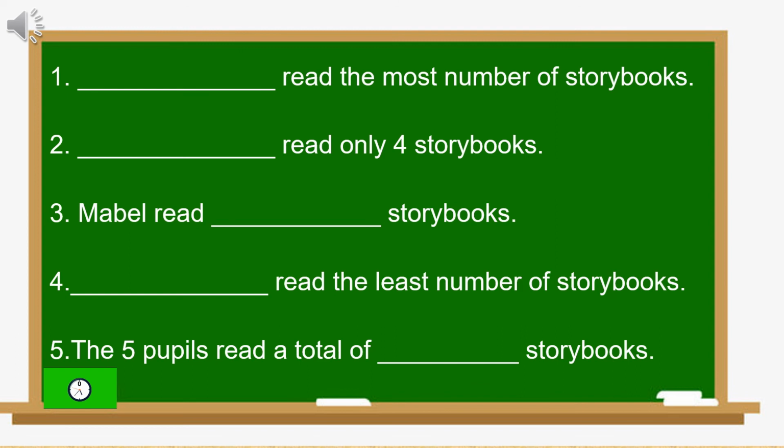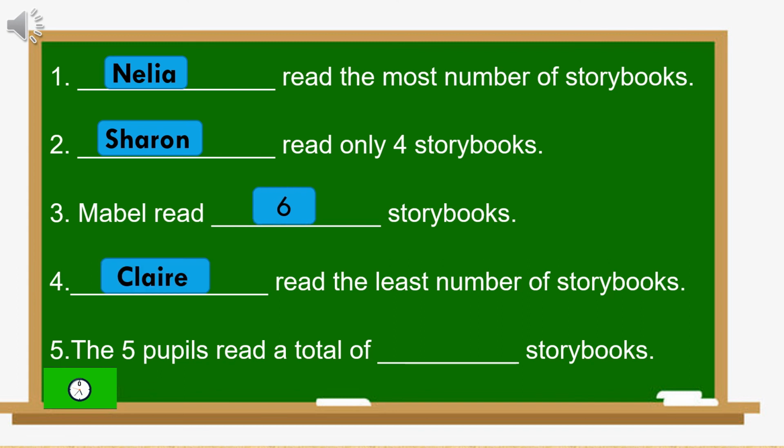Here is the correct answer. Number 1. Nelia read the most number of storybooks. Number 2. Sharon read only 4 storybooks. Number 3. Mabel read 6 storybooks. Number 4. Claire read the least number of storybooks. Number 5. The 5 pupils read a total of 30 storybooks. You figured it all out.